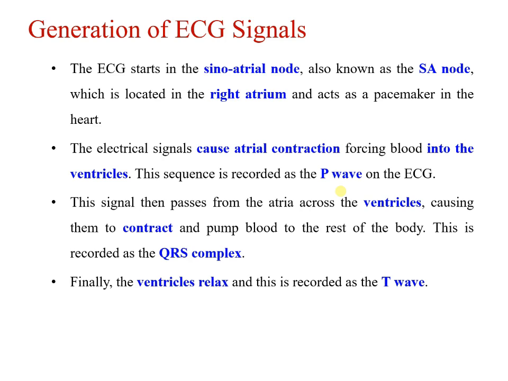The ECG starts in the sinoatrial node, which is also known as the SA node, that is located in the right atrium of your heart. As we all know, the heart is divided into 4 chambers. The upper 2 chambers are called atria and the lower 2 chambers are called ventricles. So the SA node is located in your right atrium and it acts as a pacemaker of the heart. That is, it generates those electrical impulses and initiates the functioning of the heart.